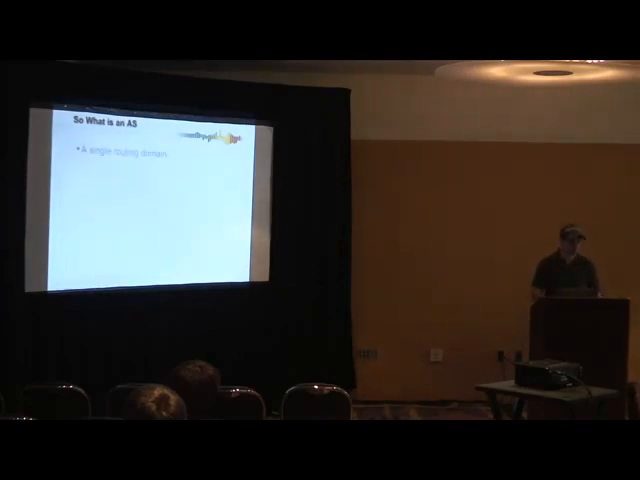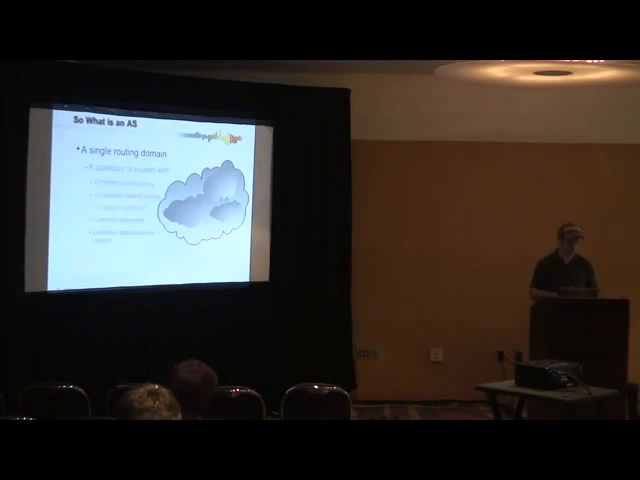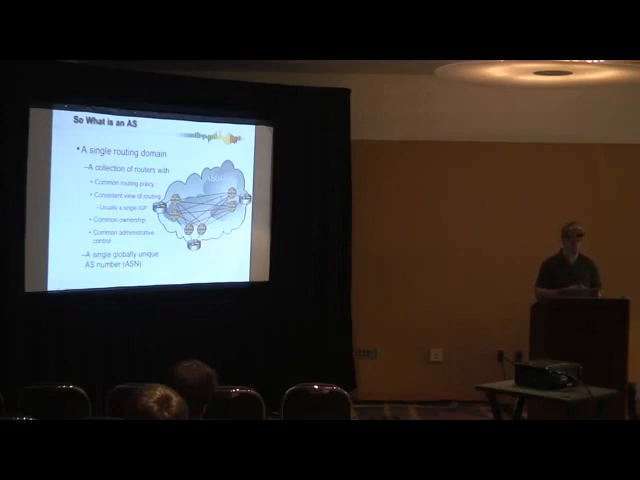So what's an autonomous system? Well, it's a single routing domain, and that's typically what people think of when they draw a cloud. But diving into that cloud, we have a collection of routers that typically have a common routing policy. They have a consistent view of routing. Usually it's a single IGP. Typically it's under a common ownership with common administrative control. And this network is assigned a single globally unique autonomous system number, for example, 64496.